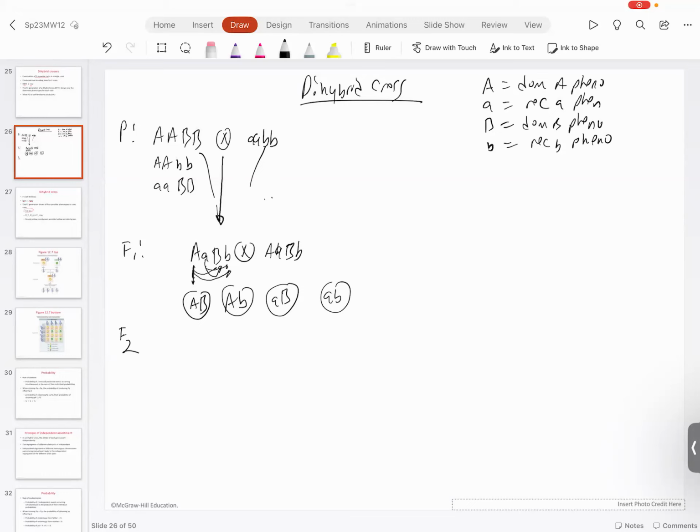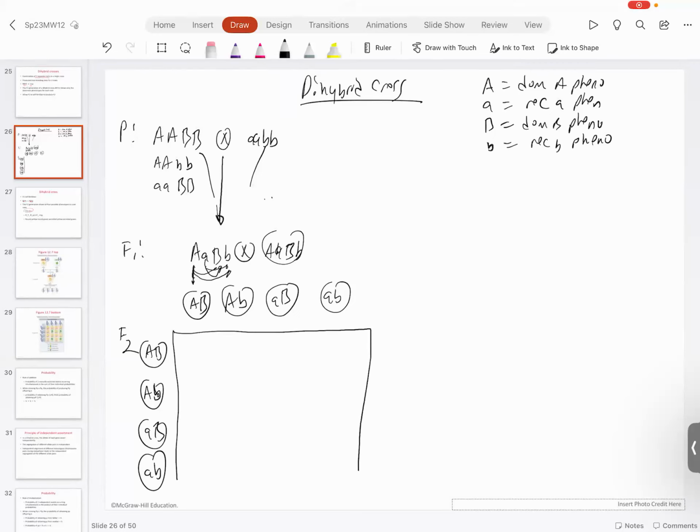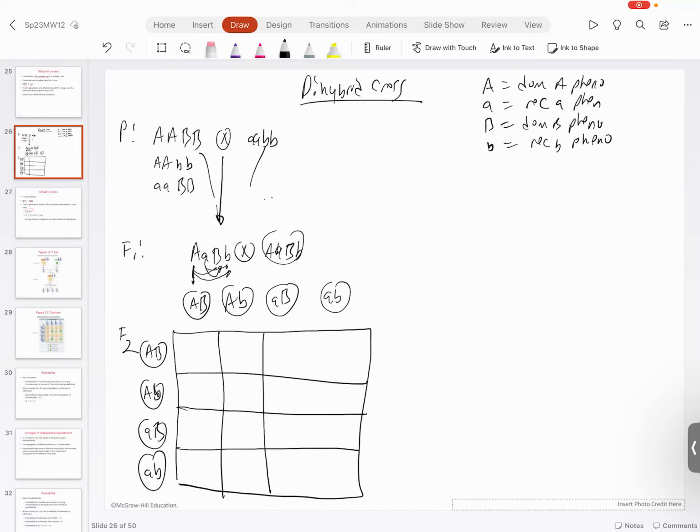The same thing is happening with this individual here, and I'm going to put this individual down on the side. So they have a big A, big B, big A, little b, a little a, big B, and a little b. Now I can draw my Punnett square. Now let's go ahead and mate them up.